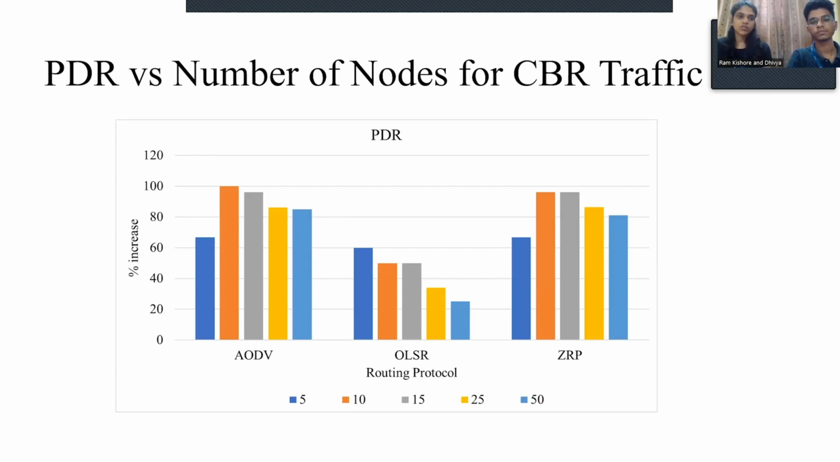So now we are going to discuss our results. Here we have used two types of traffic applications. One is CBR traffic, constant bitrate, and another one is video traffic. The first graph is PDR versus number of nodes for CBR traffic. Here in the graph, if the number of nodes in the network is small, the network's connectivity deteriorates, destabilizing it and ultimately lowering the PDR.